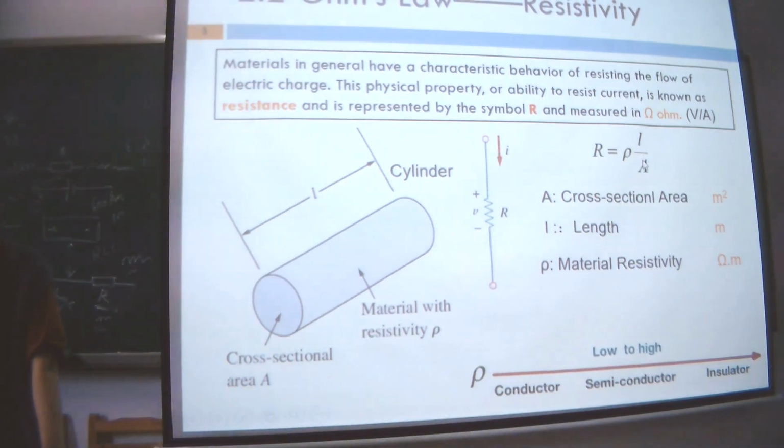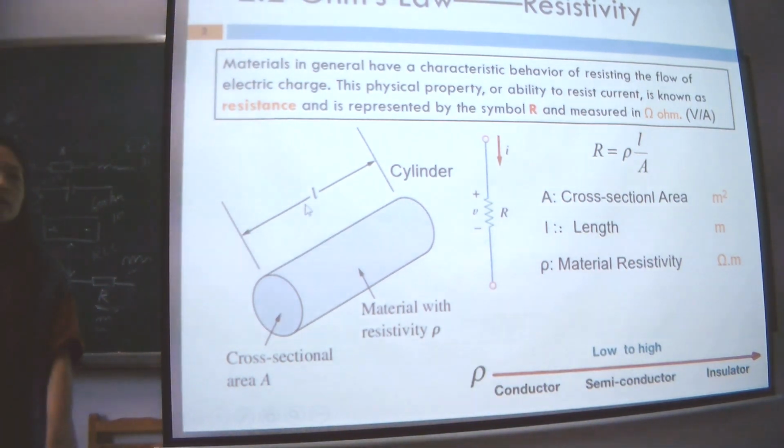What does that mean? We can see from this equation, rho is the material resistivity, L is the length, that's here, and A is the cross-section area here. That means the value of R is decided by the properties of the material itself. So we have the definition of R. It's decided by the property of itself.